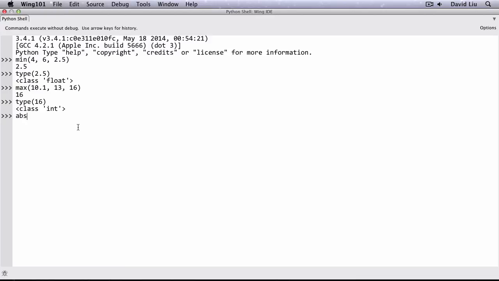Let's take a look at the absolute value function in Python, which is just called abs. And again, because 5.2 has a fractional part, it's a float.